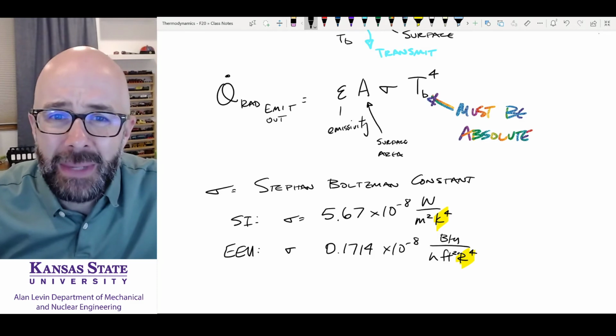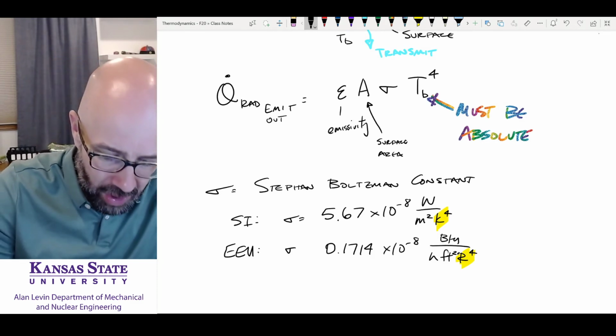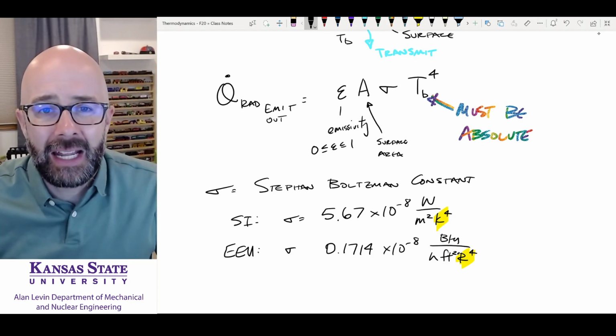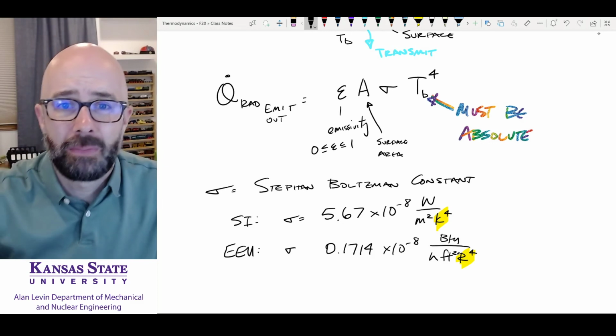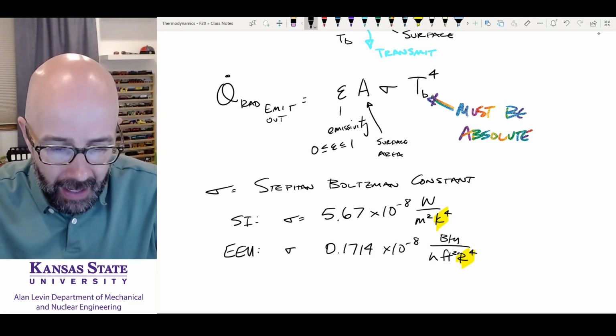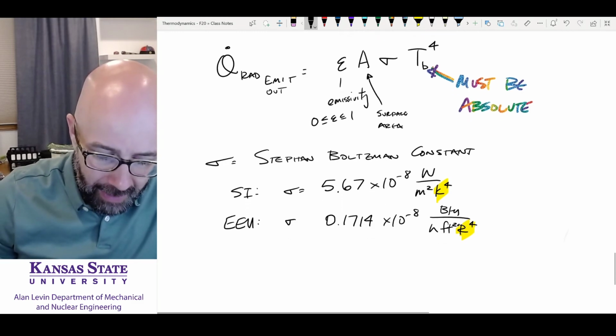I should mention the emissivity of a substance is going to go between 0 and 1. 0 means it's not emissive at all. 1 means it's perfectly emissive. Somewhere in between is probably where we're going to be. That's going to be what we have coming out.